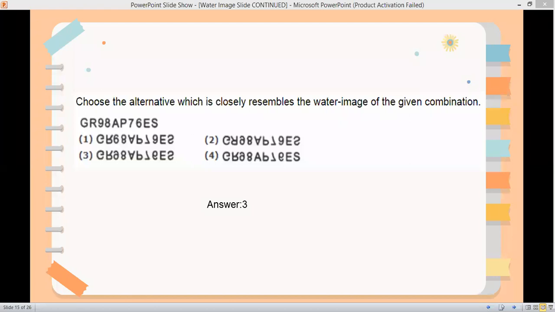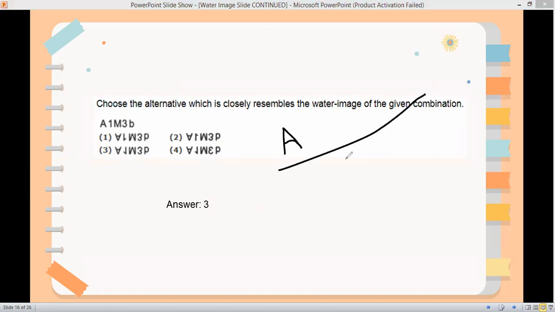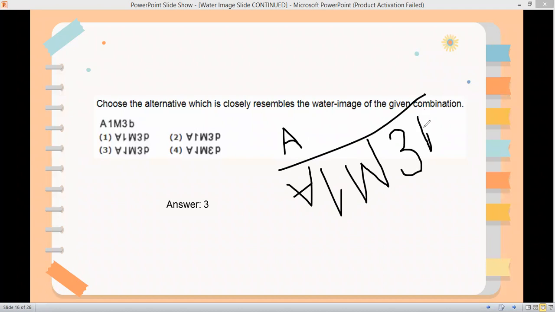Now, okay, this is one of the examples of the combination of capital, small, and number parts. I'll give you a brief idea about this. For A, we have the water image as A. Now for 1, we have 1. For M, M will become kind of W, and 3 will be 3 only. And for B, it will be P. So this will be the answer.